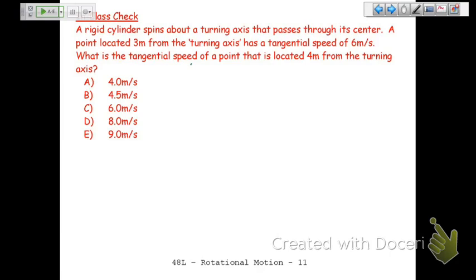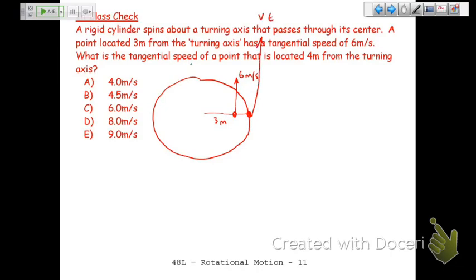A rigid cylinder spins around the turning axis that passes through its center. A point located 3 meters from the axis has a tangential speed of 6 meters per second. What is the tangential speed of a point located at 4 meters?